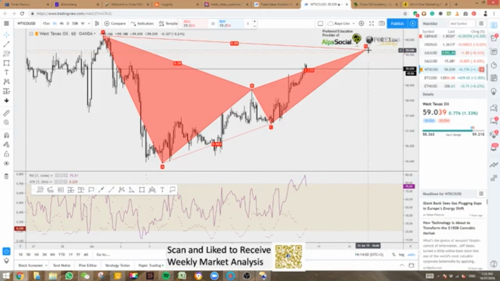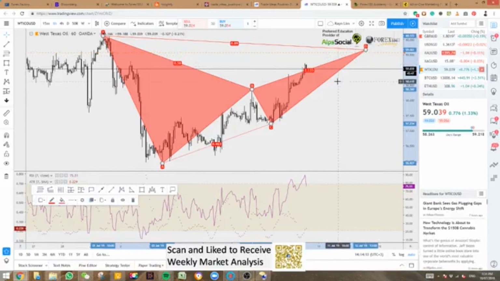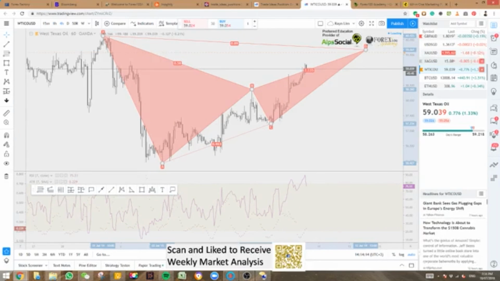Okay, H1 chart. That was the H1 chart bat pattern at 59.64. So it's good to highlight on the 4 hour chart, so it's clearer for you which time frame you're using to do the analysis.